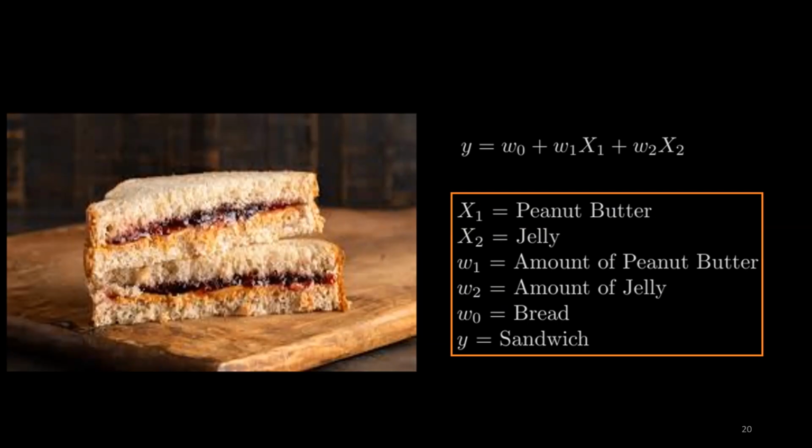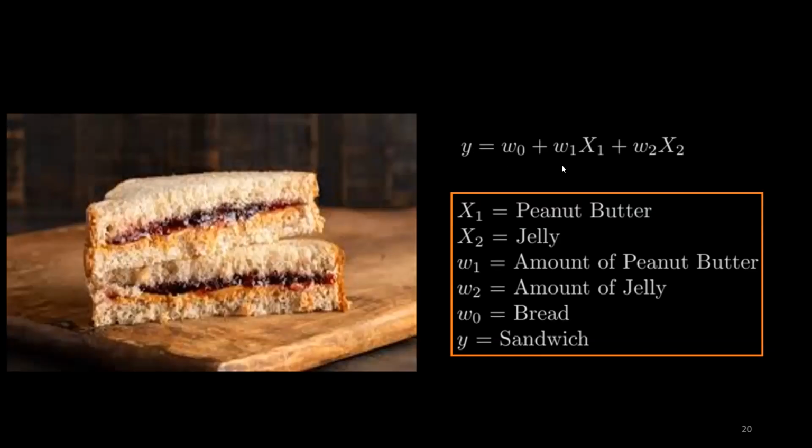Now, what is the concept of weight in this particular example? W1 is basically the amount of peanut butter which you are putting in your sandwich, and similarly W2 is the amount of jelly. So if you put more jelly, that is if W2 is greater than W1, then the taste of the sandwich is more towards the jelly. You will feel the jelly taste more as compared to peanut butter. So in this way, we can see that the weight controls the amount of the feature, or it controls the influence of the feature on the output.